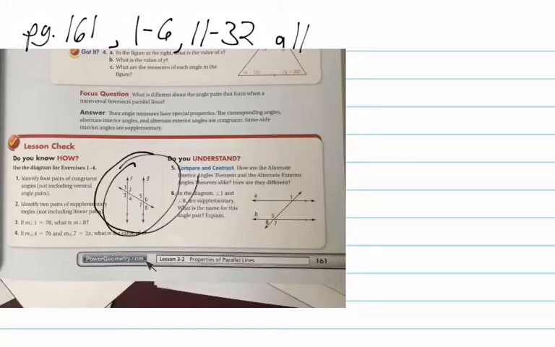Looking at the figure here, 4 pairs. Somebody give me a pair. This angle is congruent to that angle.